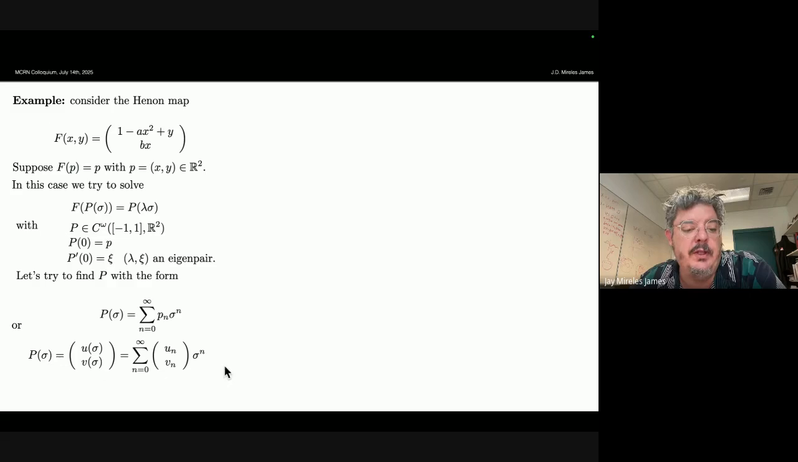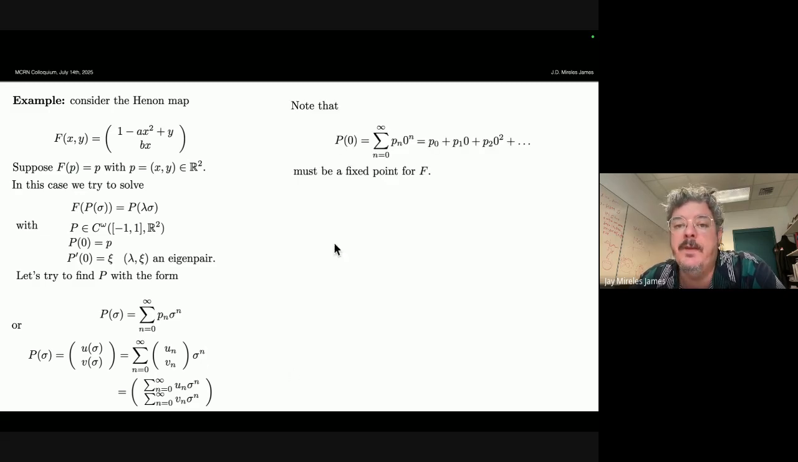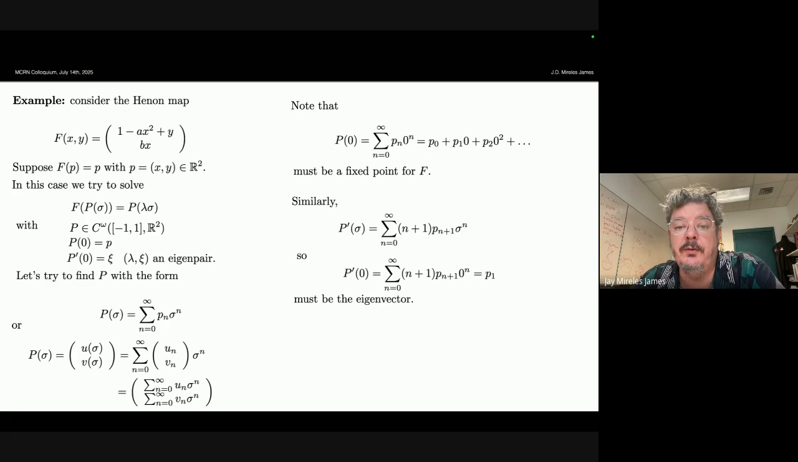I'm introducing a little notation here because sometimes I might want to think about components when I start writing down these compositions. Okay, so here's my P of sigma. It's a power series, but I can write it in components like this, or even like this. Well, if I take this power series and evaluate it at 0, I know I just get the constant term. So I want the constant term to match the fixed point that I'm trying to study. So that's the first thing we impose.